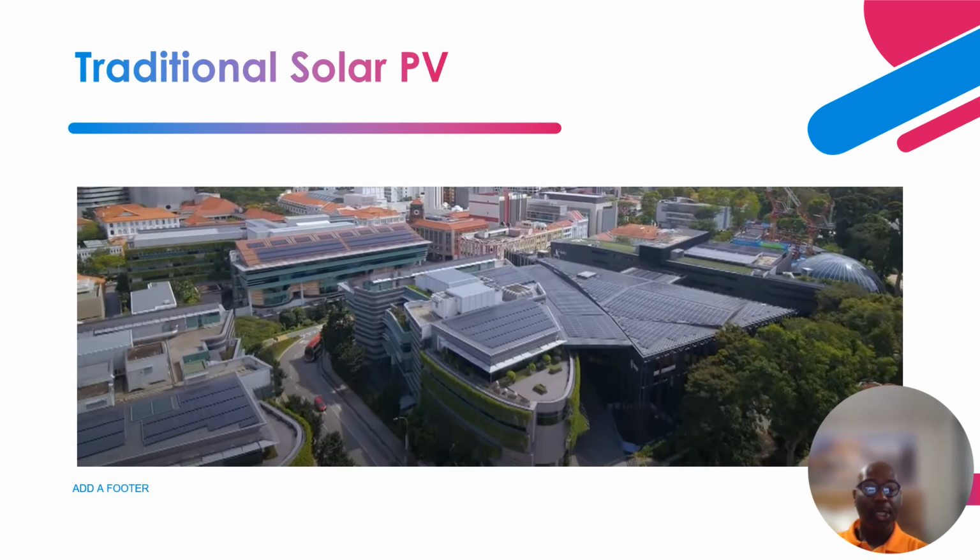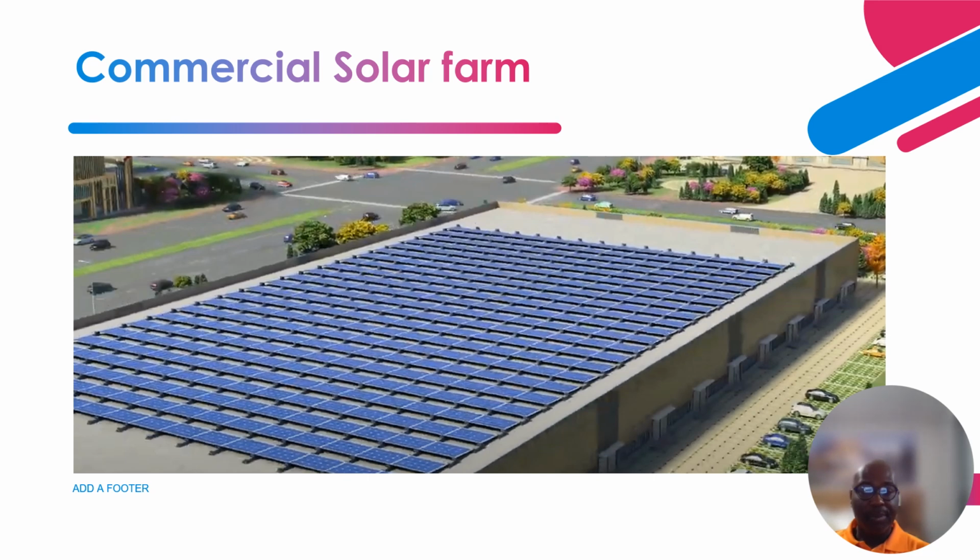So this one is the traditional type of solar PV, and these are mounted on rooftops in residential areas. As you can see, those are located right here. You can also have the commercial type, in commercial facilities. You can also have these roof-mounted solar farms.